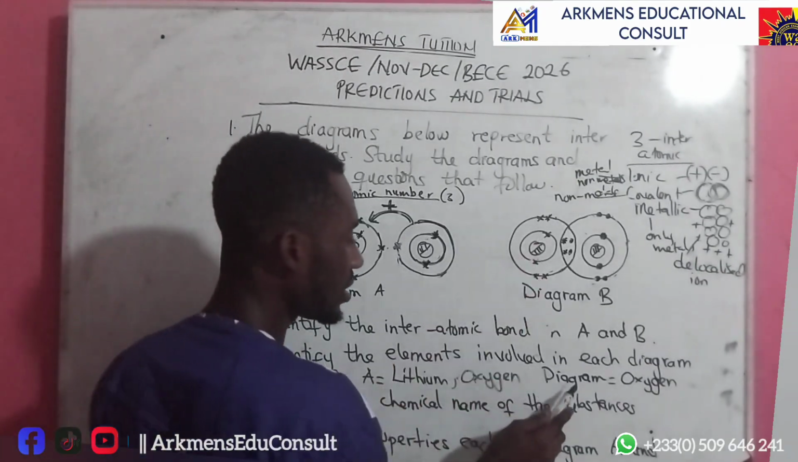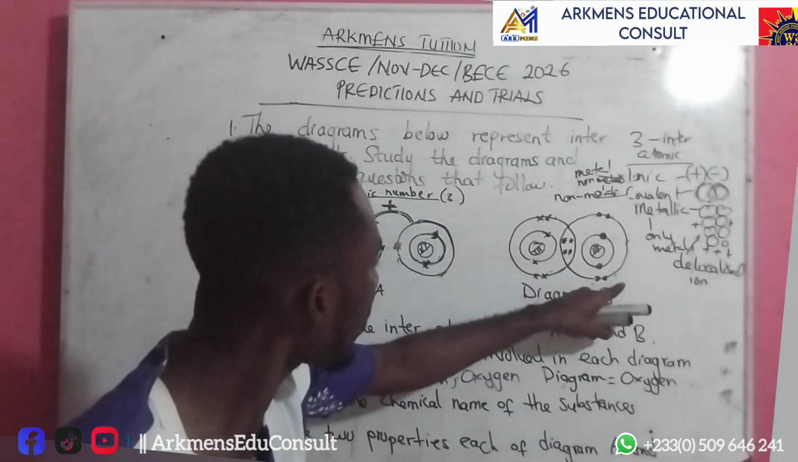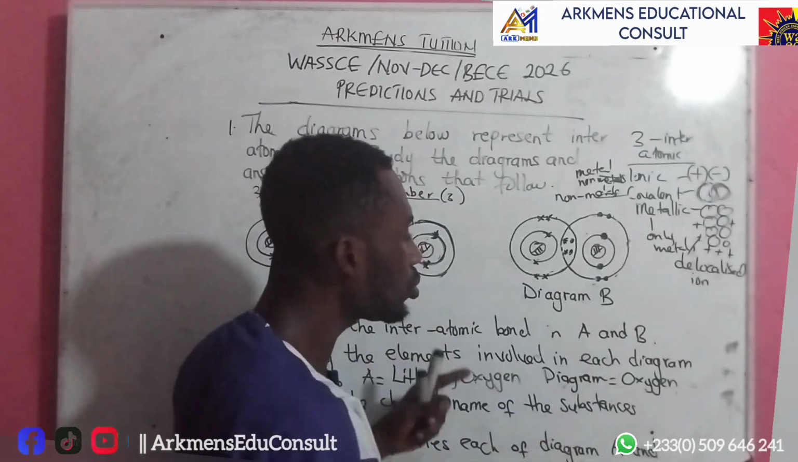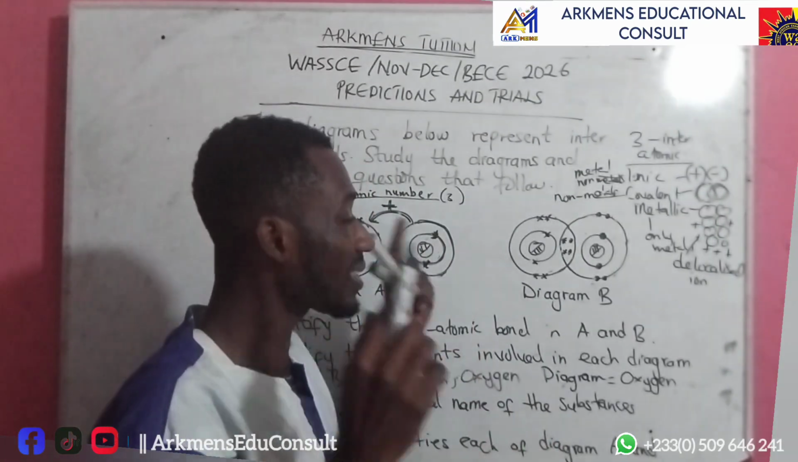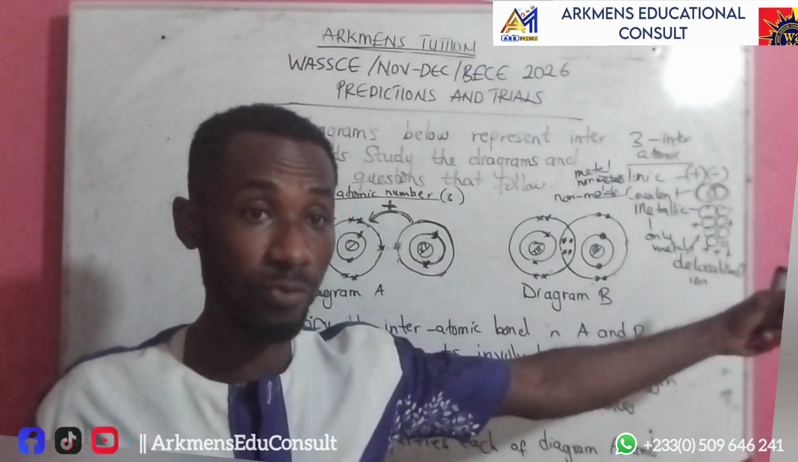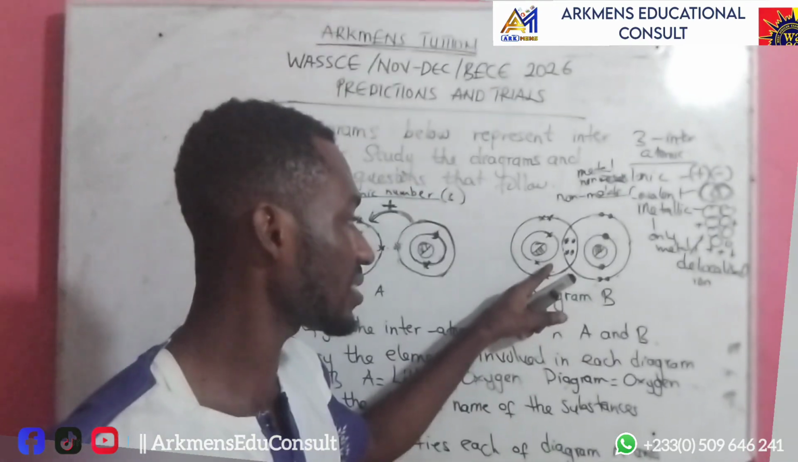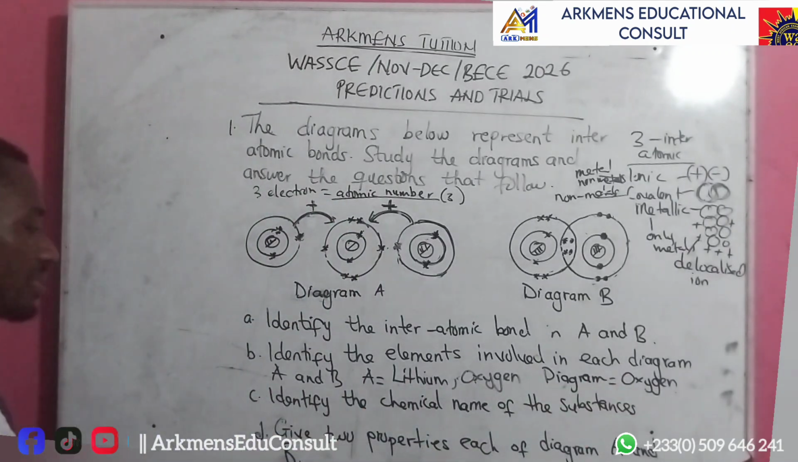Then in B, we have oxygen. It is 2 though, but it's the same one, because when we counted it, we had 8 electrons. Yet we have 8 electrons, showing you that it is one particular type of atom in 2 different forms that are combining to form this new substance. Okay, so that is how to identify the elements.